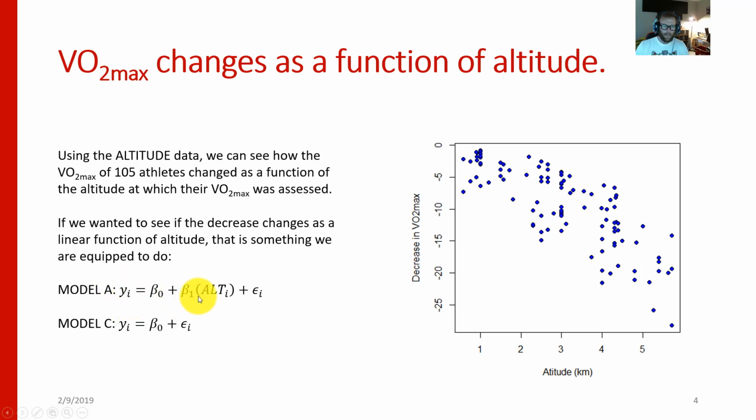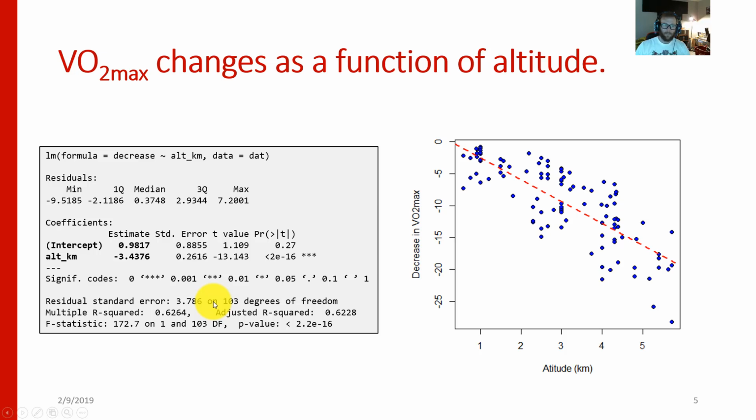an intercept and a slope multiplied by the altitude that we took them to. And this model would be linear, right? Altitude is just altitude in kilometers, and we'd be comparing it to a Model C, where we say, well, we're just going to estimate a single constant value. So Model C would estimate the mean decrease for everyone. Model A would estimate the best fitting intercept and slope as a function of altitude.